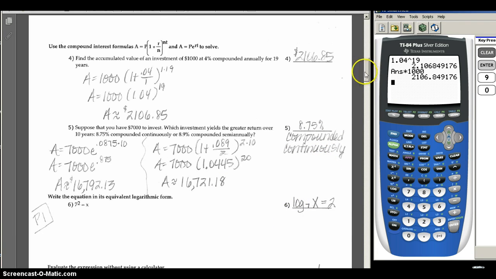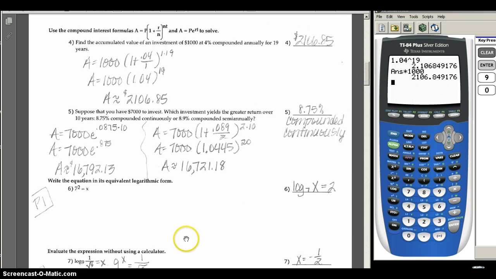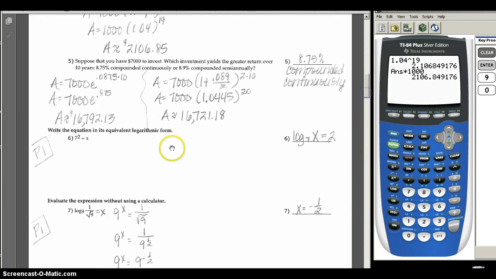Number 6, no work. We're just doing a rewrite. So we're converting from exponential form to log form. When I do that, I'm using property 1 on your formula sheet. So 7 to the 2nd equals x. The 7's my base, so I have log base 7. My argument is x, and my exponent is always what it's equal to. Nothing else needs to be done on that.